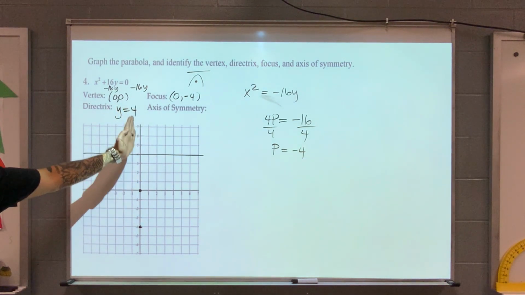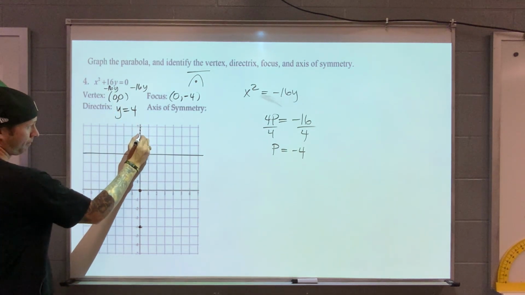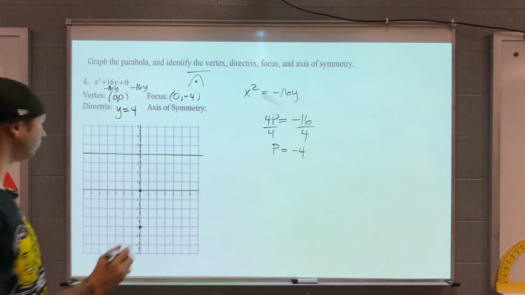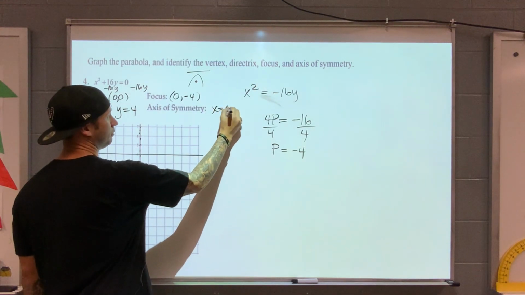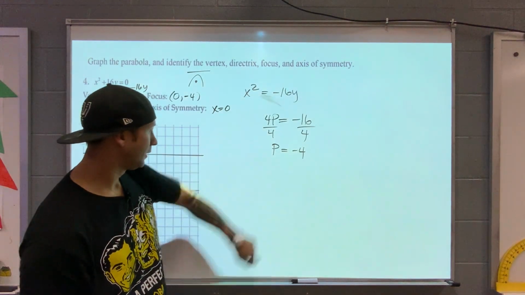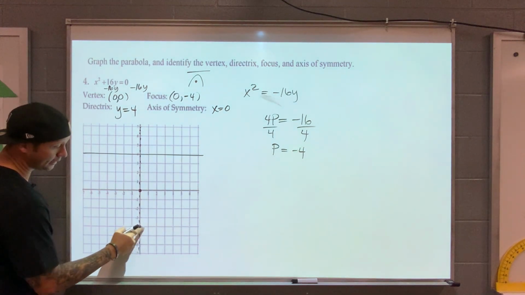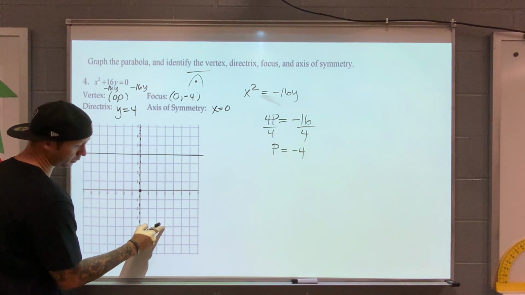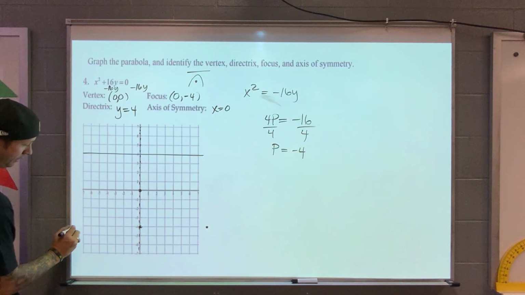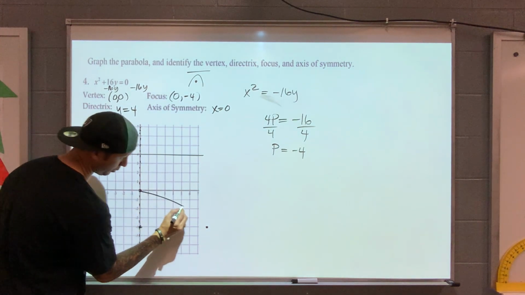And the axis of symmetry goes through the vertex and focus. This is a vertical line, x equals 0. Okay, 2 times this number, so the latus rectum is going to be 8. That's the distance left and right of the focus: 1, 2, 3, 4, 5, 6, 7, 8 each way. Here we connect the dots from the vertex to those points.